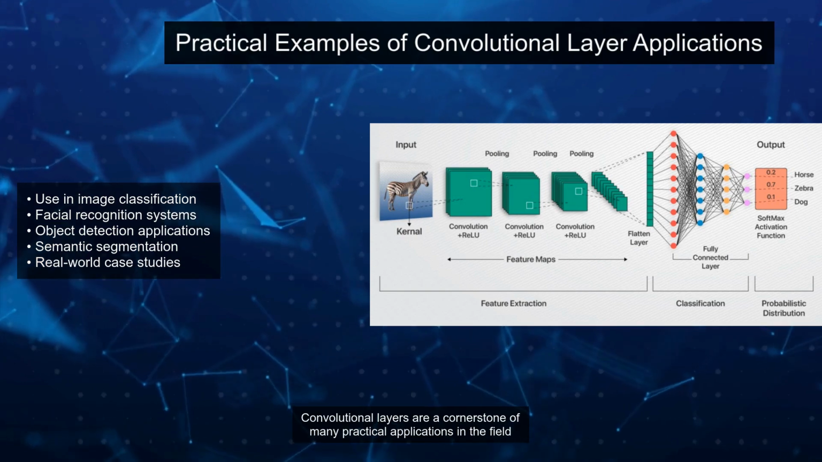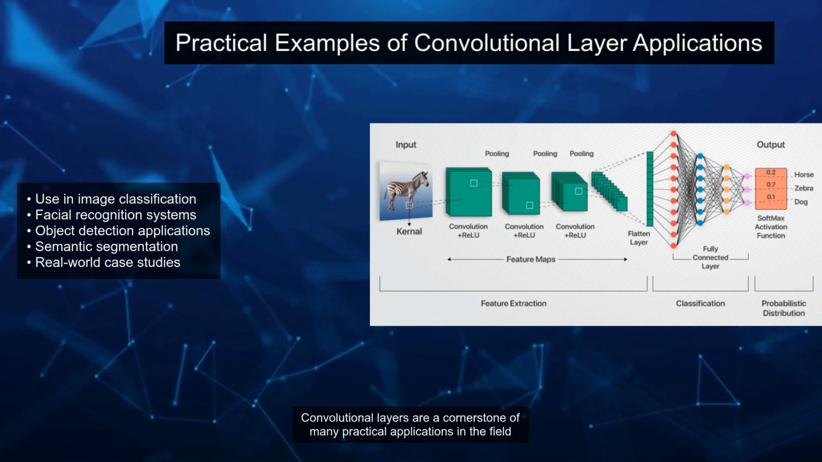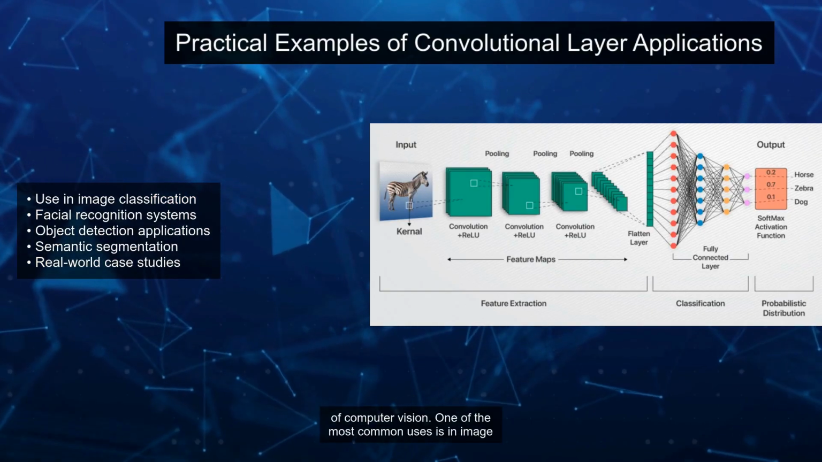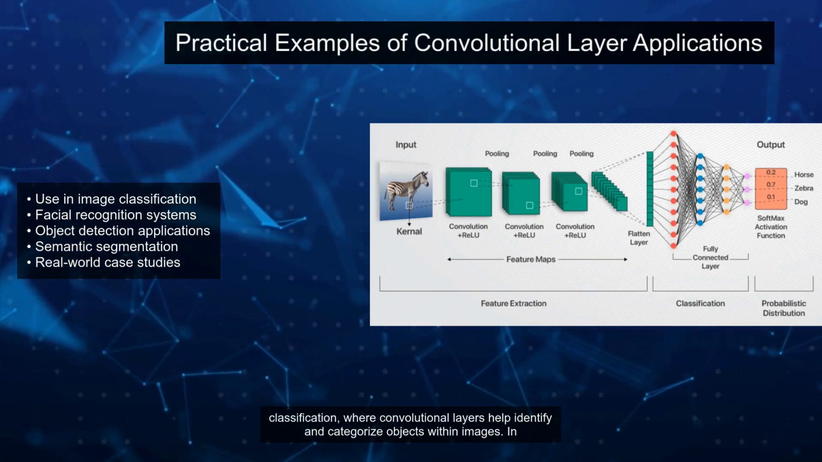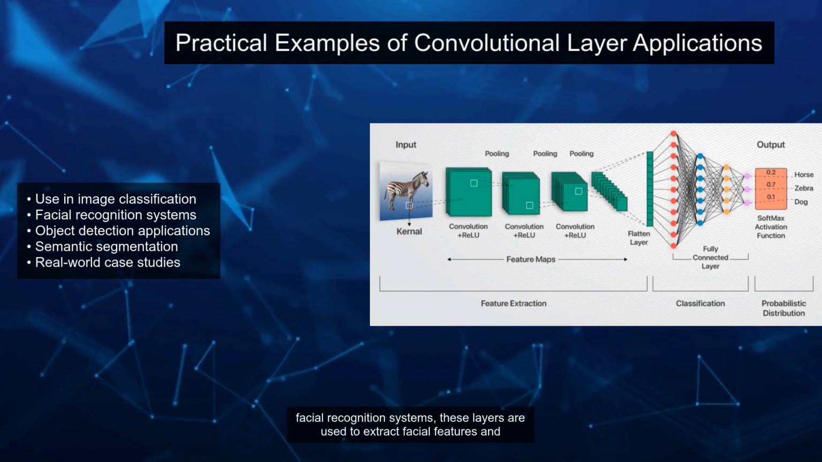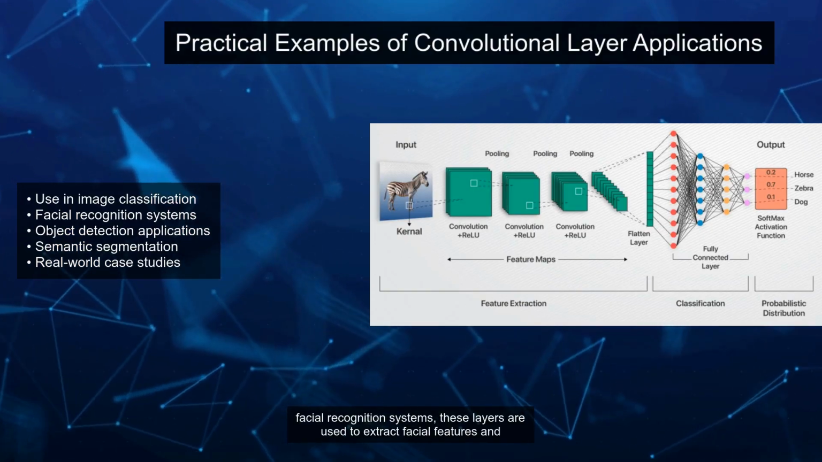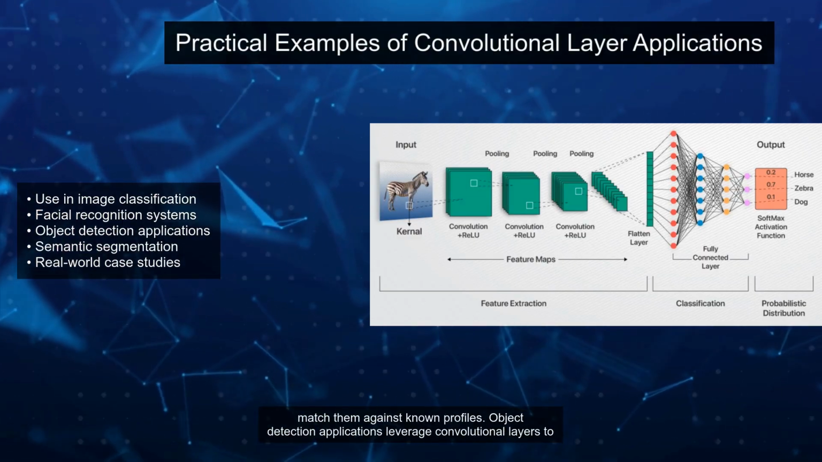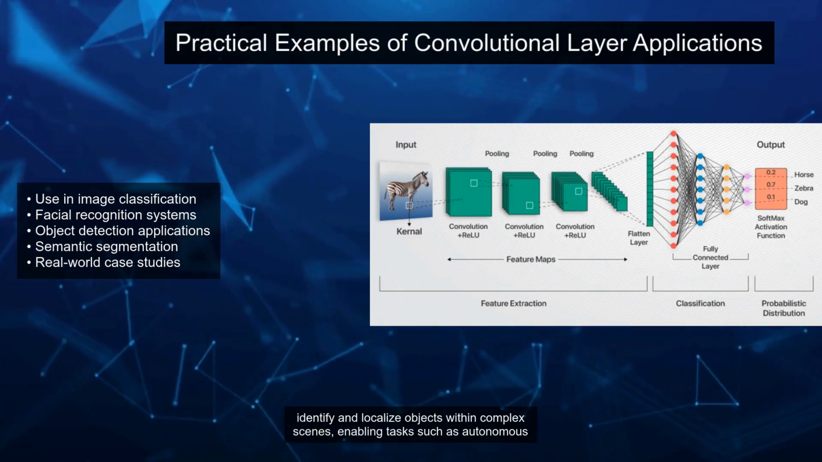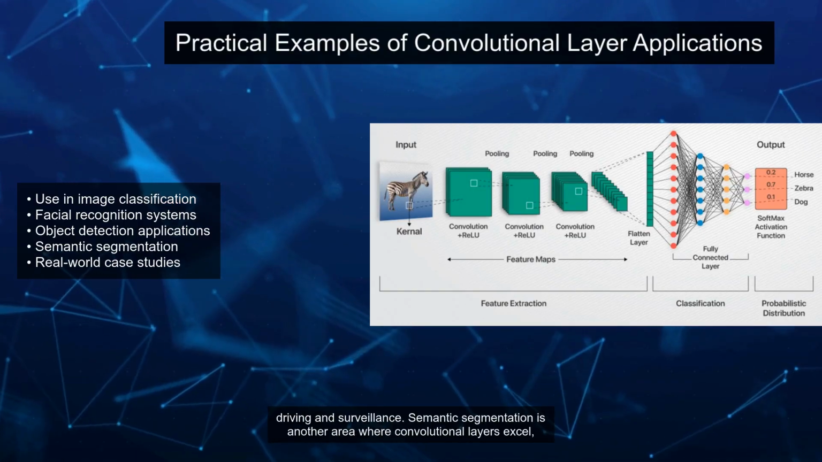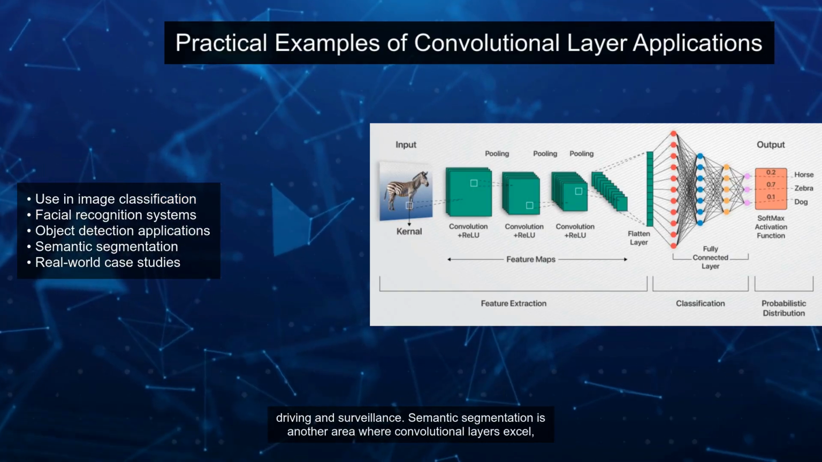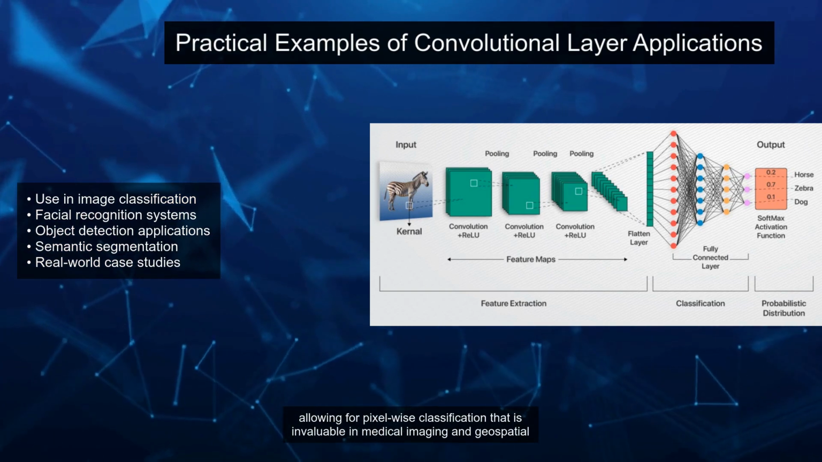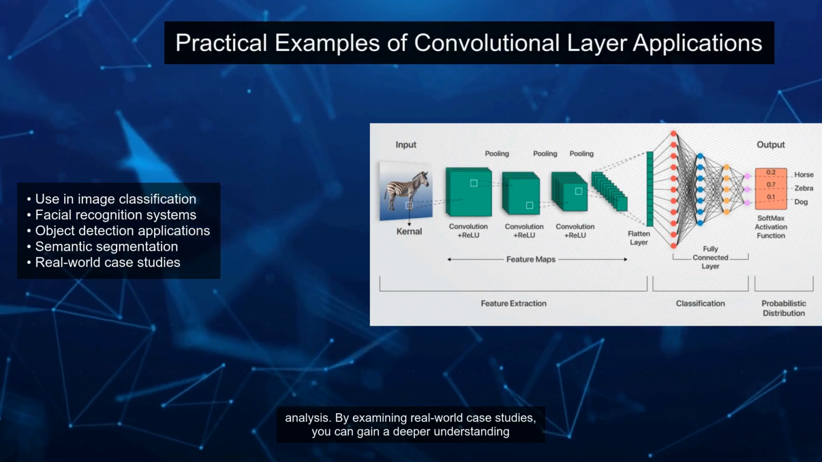Convolutional layers are a cornerstone of many practical applications in the field of computer vision. One of the most common uses is in image classification, where convolutional layers help identify and categorize objects within images. In facial recognition systems, these layers are used to extract facial features and match them against known profiles. Object detection applications leverage convolutional layers to identify and localize objects within complex scenes, enabling tasks such as autonomous driving and surveillance. Semantic segmentation is another area where convolutional layers excel, allowing for pixel-wise classification that is invaluable in medical imaging and geospatial analysis.